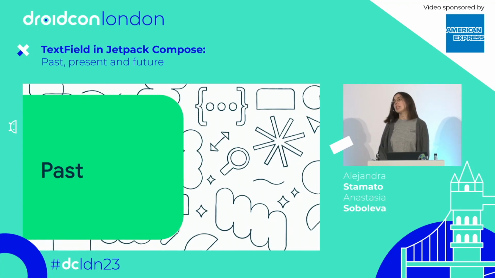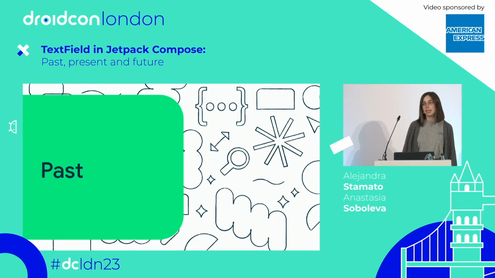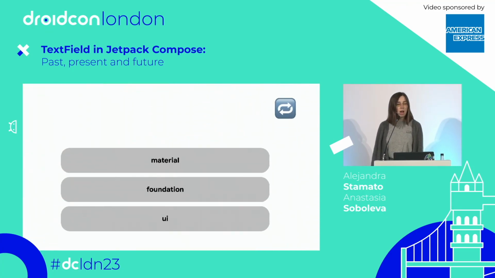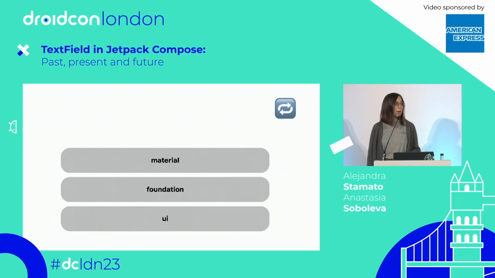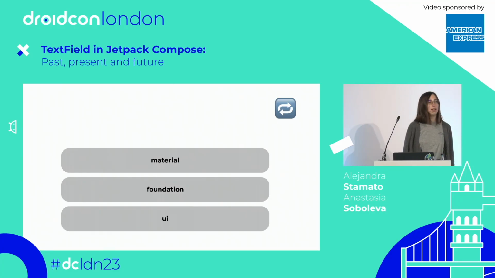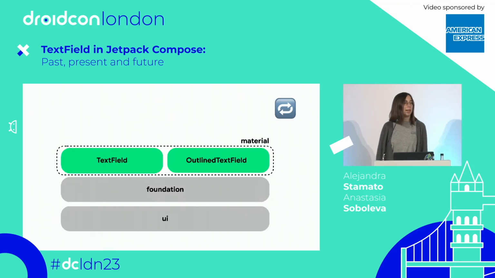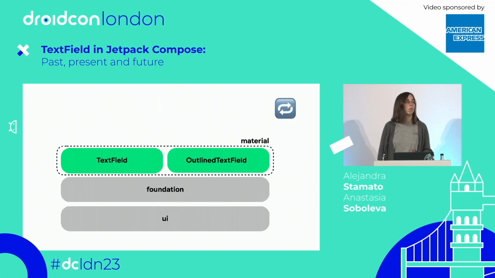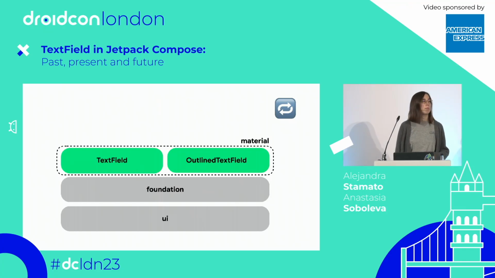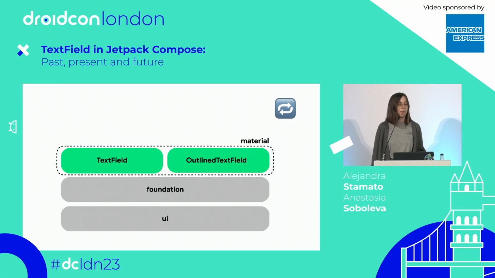OK, so let's start from the past, and let's recap the existing TextField APIs. You probably all know that Compose is not a single library. It's a suite of libraries. And we're interested in material and foundation layer here. So on material layer, we have TextField and outline TextField. Those are APIs that, on top of basic functionality of the input fields, also implement material design theming.